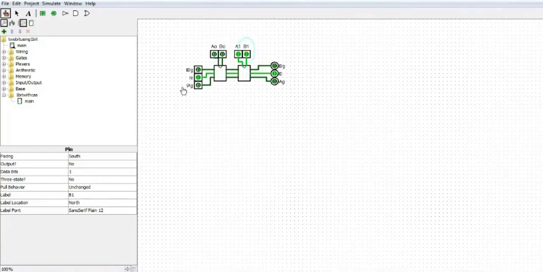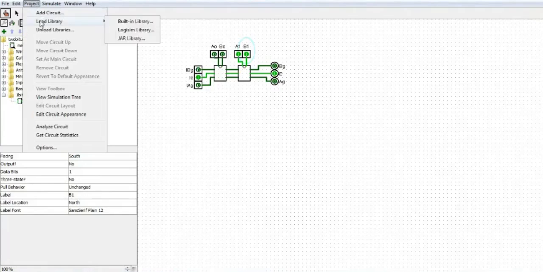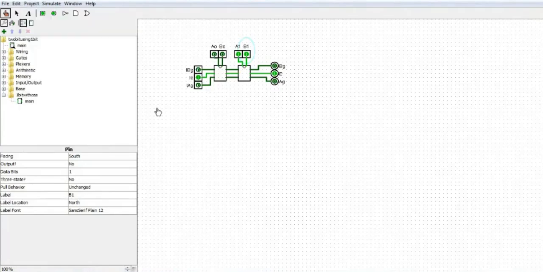So here the circuit is developed with a 1-bit comparator with cascade input, which was discussed in the previous lecture, right? I saved the circuit and opened it with Project, Load Logisim Library. So it was opened here and I have taken the main circuit here, right?